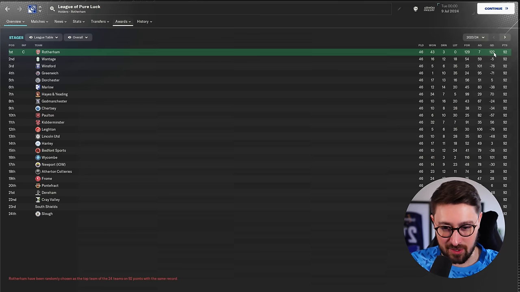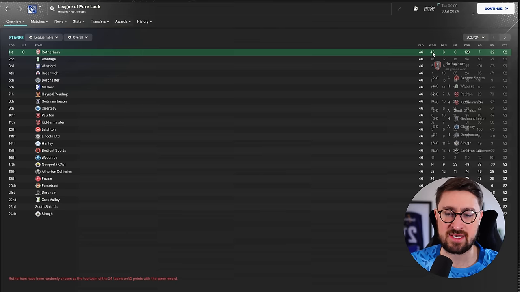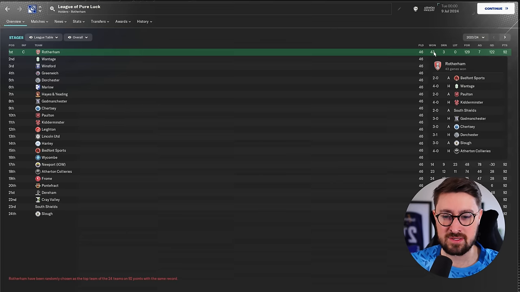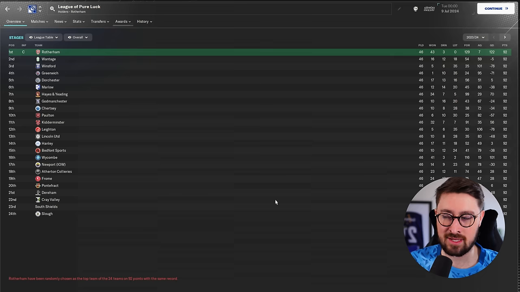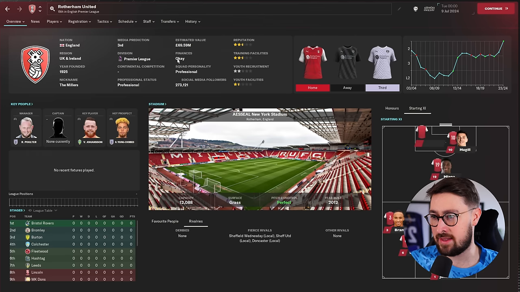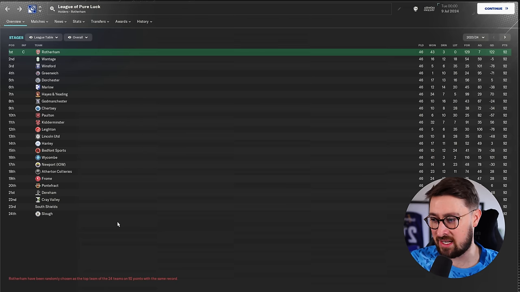Did they have the better goal difference? They did have the better goal difference. So it says randomly, but maybe it was done... I mean, they did have the best goal difference as well. So I'm not sure. Randomly assigned, but they did win the most games, but those were also randomly assigned, weren't they? They're now a Premier League team, and they've got themselves £69 million in the bank. This Premier League is going to be looking really, really weird, isn't it?